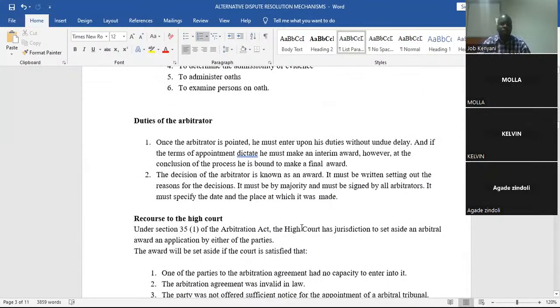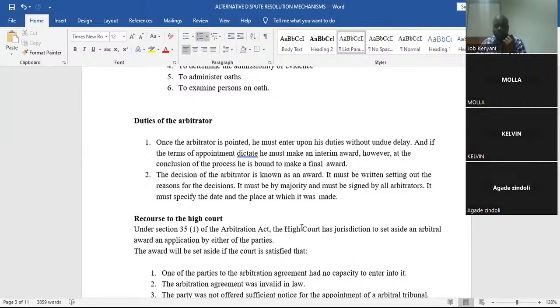So the duties: once the arbitrator is appointed, he must enter upon his duties without undue delay. If the terms of appointment dictate, he must make an interim award. However, at the conclusion of the process, he is bound to make a final award. An interim award is just to relieve the parties from any kind of pressure or stress. Then finally, once they have listened to the matter to finality, he can give a final award.